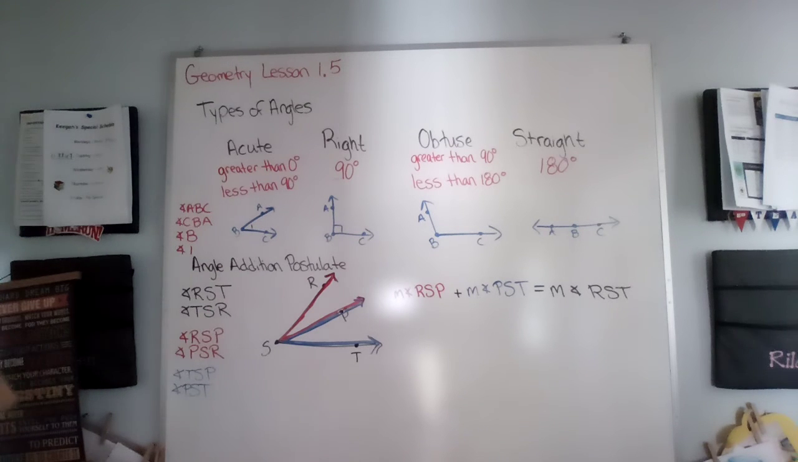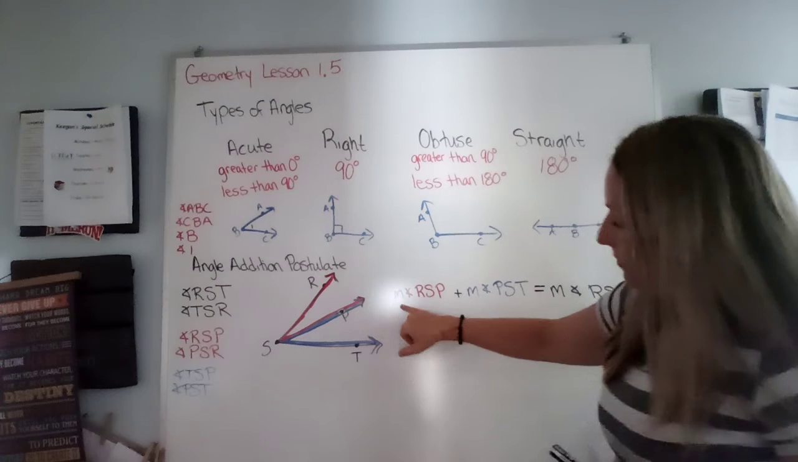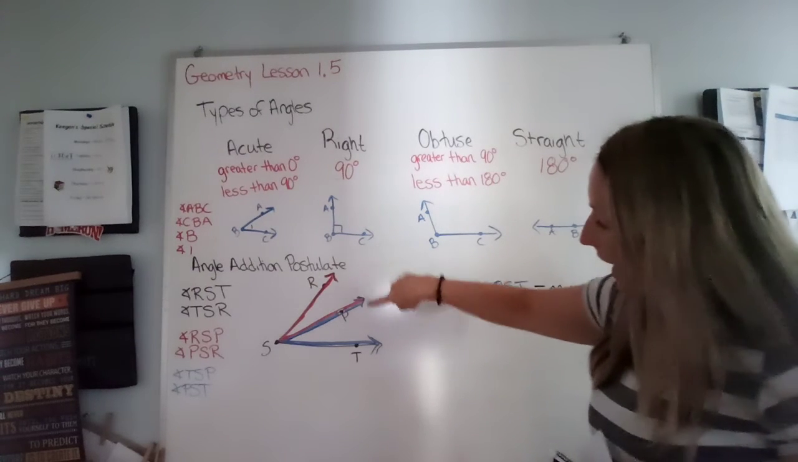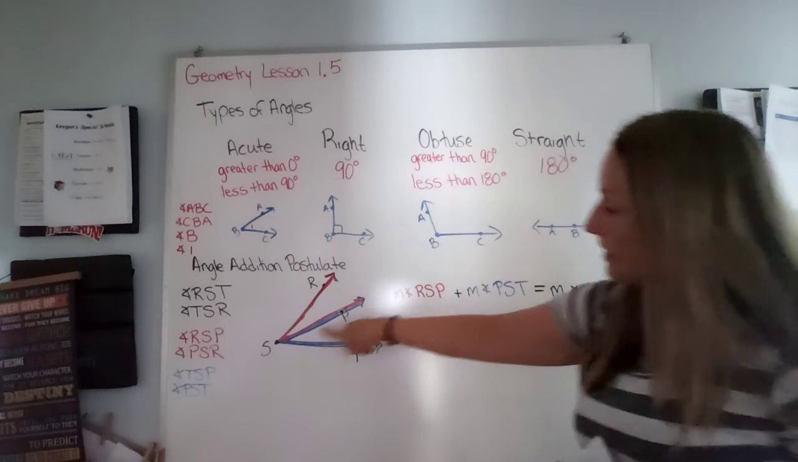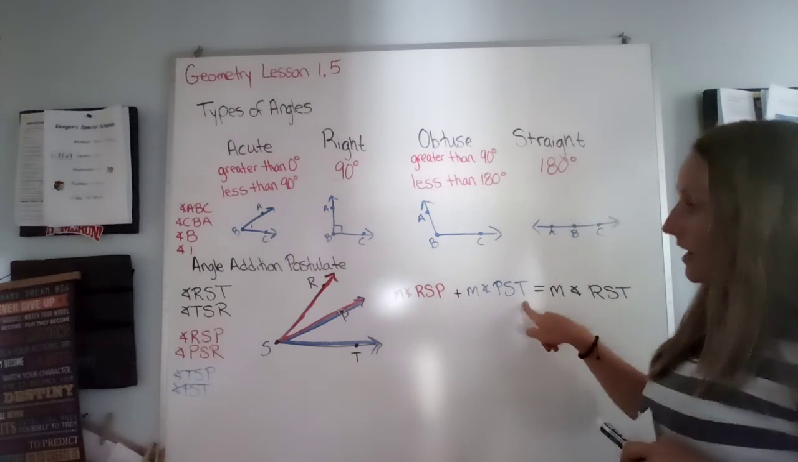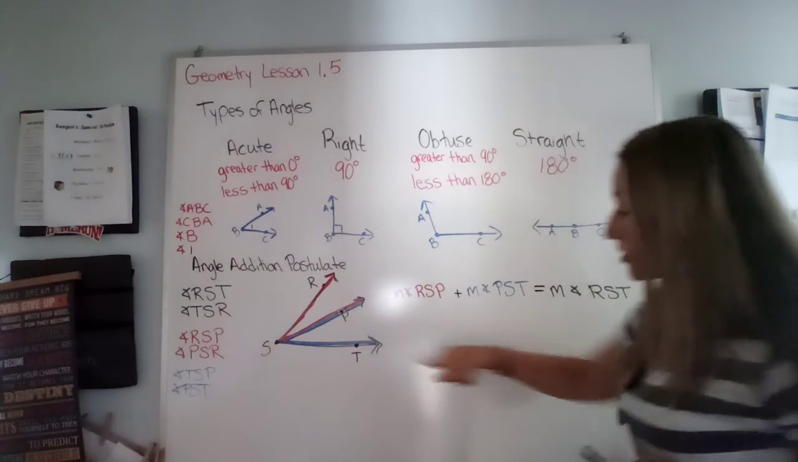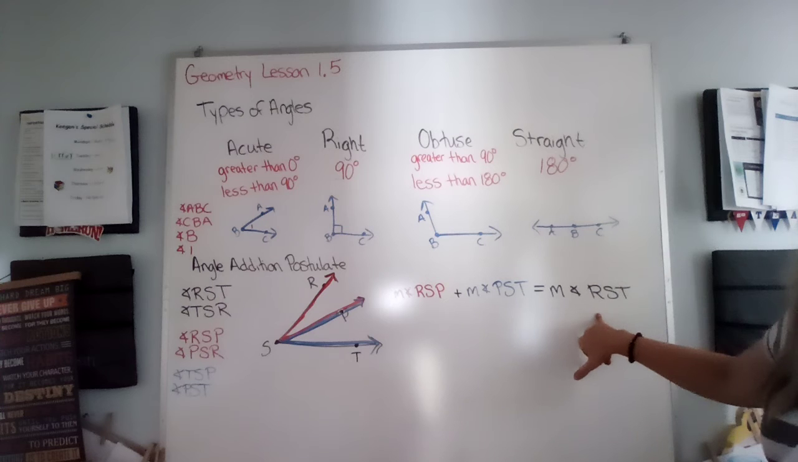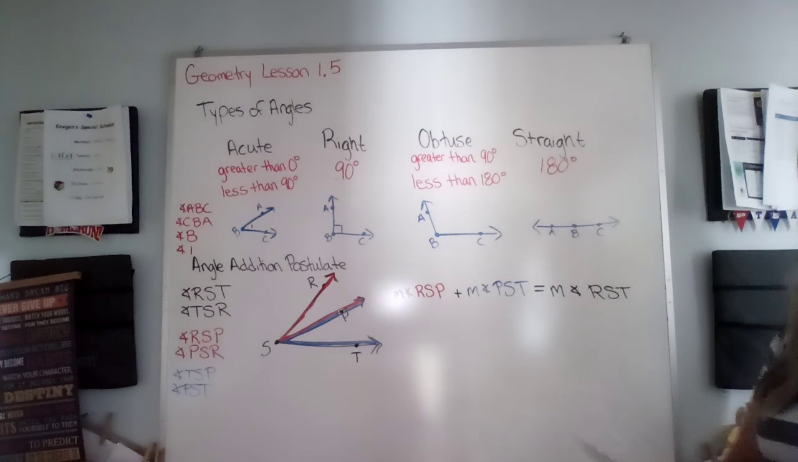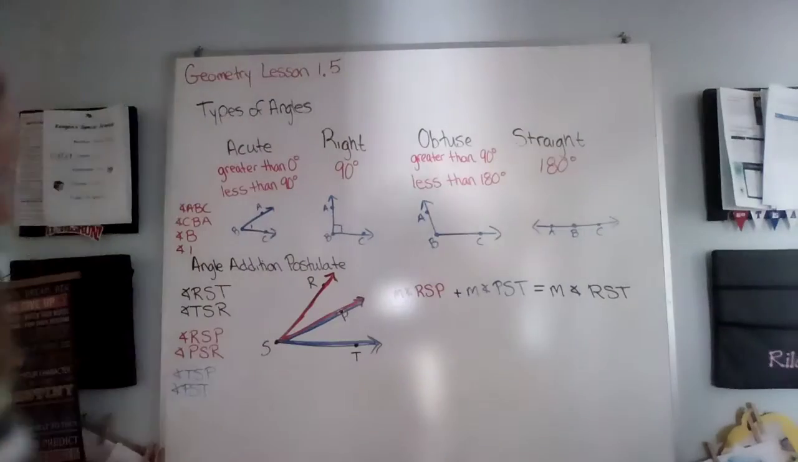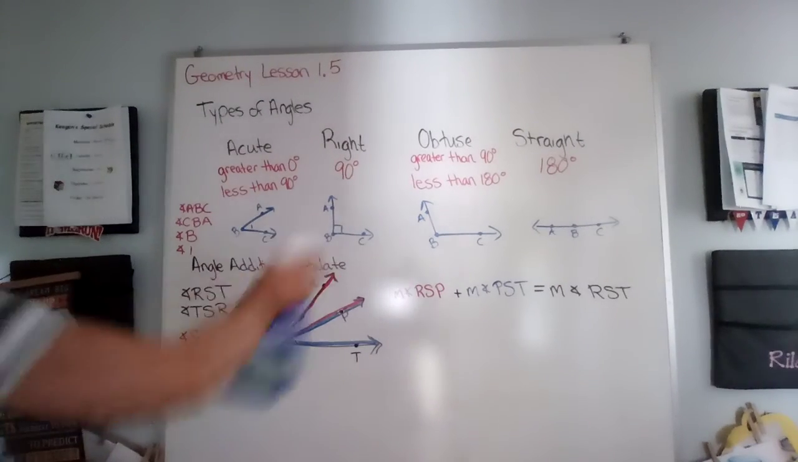It's very similar to the segment addition postulate. The angle addition postulate says that you can take a small angle, my red angle, the measure of angle RSP, add to it the blue angle, PST, and when I add that red angle and the blue angle together, it forms the larger angle, angle RST. Okay, so we're going to be using the angle addition postulate in the next set of problems. Let me kind of erase and get started with that.